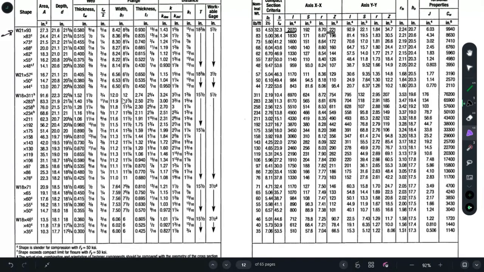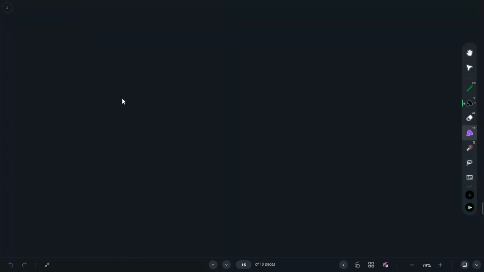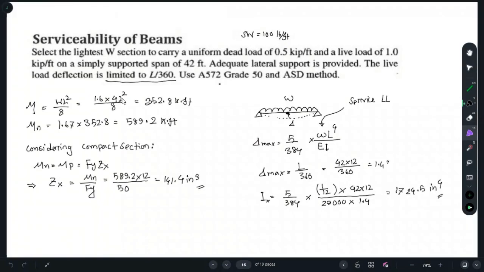So this value satisfies our criteria. You can select other sections also. So let's say our selected section is W21x93. You can check whether it is a compact section or not. I checked it earlier. It is a compact section.